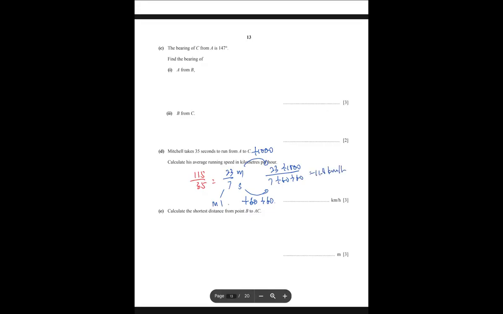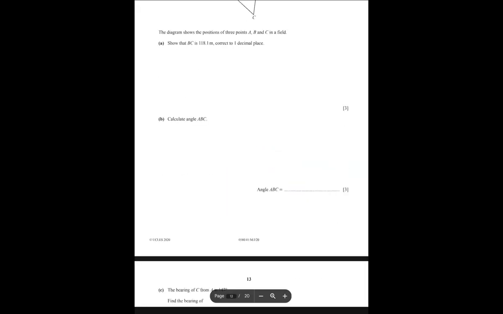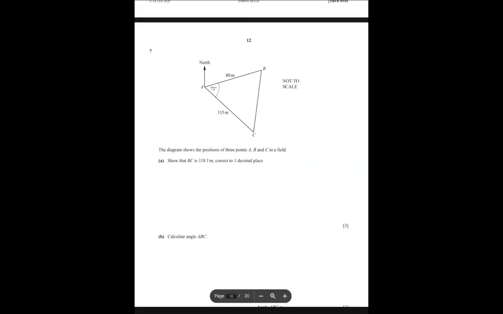Okay, calculate the shortest distance from B to AC. The shortest distance from a point to a line is the perpendicular distance. Okay, take note of this. So we're finding the perpendicular distance from B to AC. Let me go back to the diagram. This is the perpendicular distance, and we can just use basic trigo.